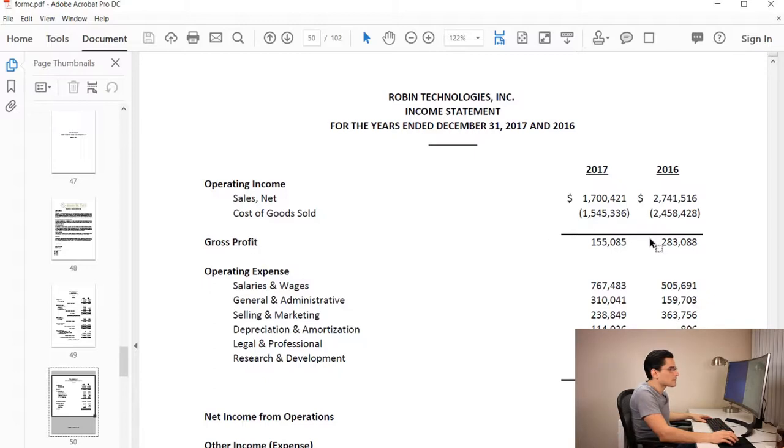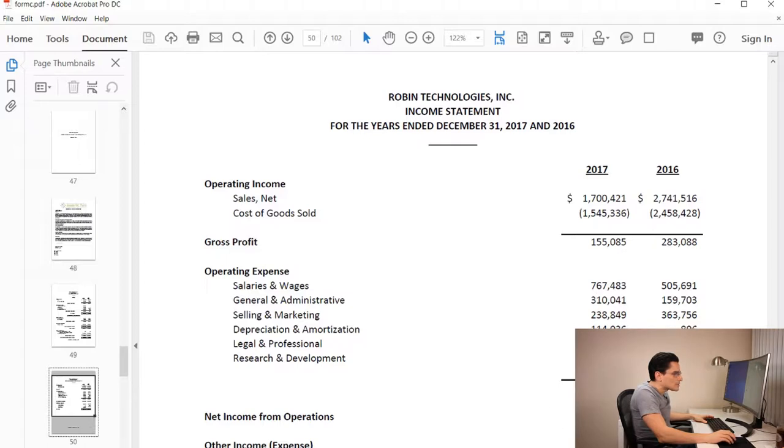So this is kind of frightening. Sales dropped from 2.7 million in 2016 to 1.7 in 2017. That's not something we want to see. We want to see the hockey stick, meaning that it's low revenue and then it's very high revenue. Here it's the opposite effect. So it's kind of scary right off the bat. And gross profit has dropped. We can see that salaries and wages are up significantly, general admin costs up. Let's see what else we have.